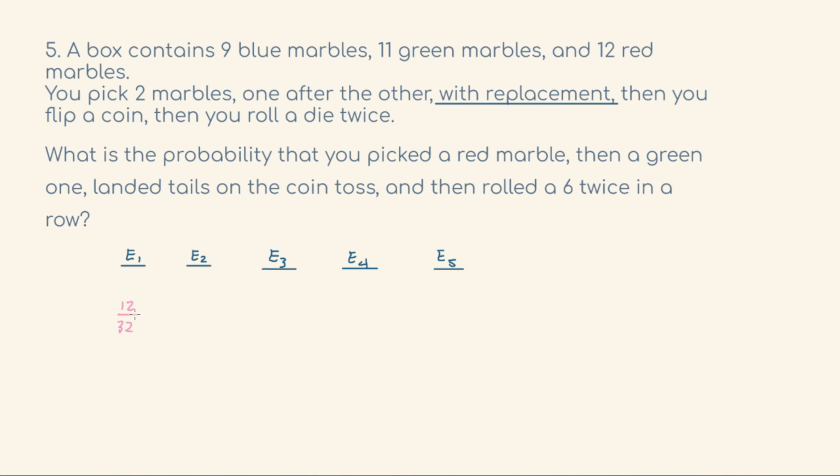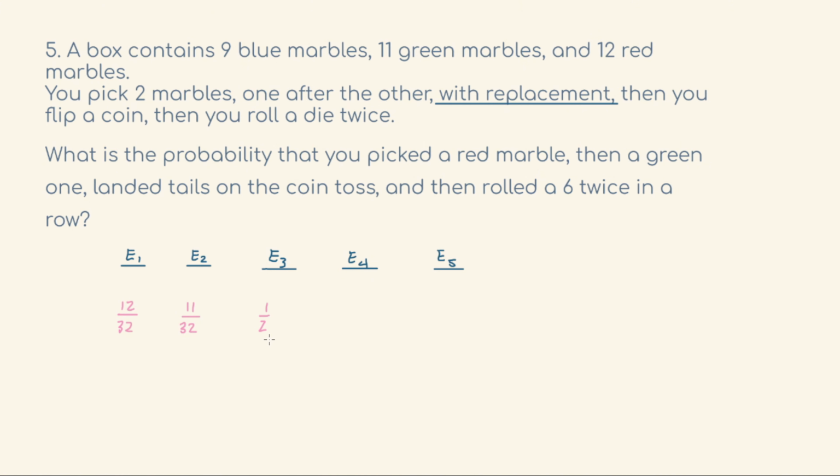Now after we've taken out that red marble, we're going to put it back in before we take our second marble. Okay, and we want to know what's the probability of getting a green one. So my second event here is pulling a green marble. And there's 11 green marbles out of 32. So it's 11 on 32. That's my second event. Now my third event is landing tails on the coin toss. So on a coin, there's two sides. One side is tails, one side is heads. So I have a 50-50 chance, right? 1 out of 2 chance of landing tails.